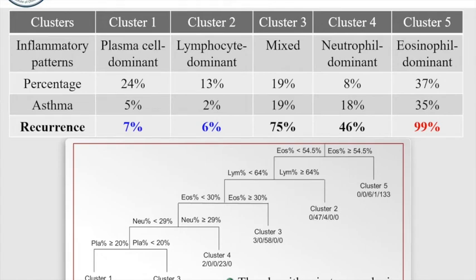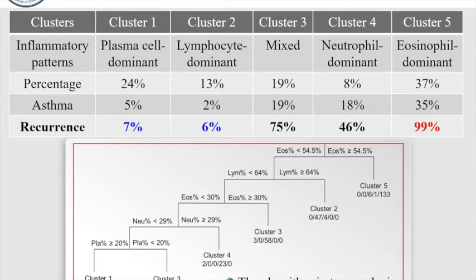It is interesting to find out that the follow-up results of these 5 clusters are quite different, ranging from 5% to 99%. Cluster 1 and cluster 2, which are characterized by either plasma cells or lymphocytes, have good surgical responses, and surgery might be an appropriate approach for these patients, who account for 37% of all patients.